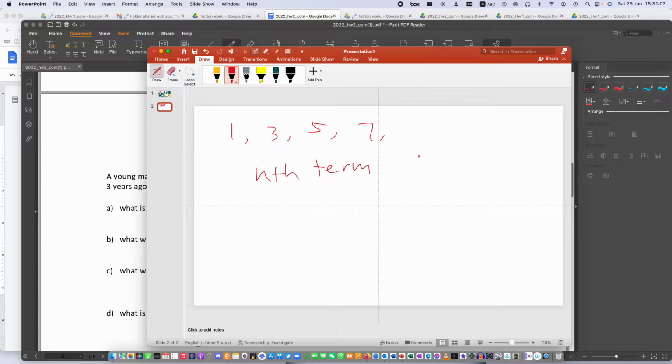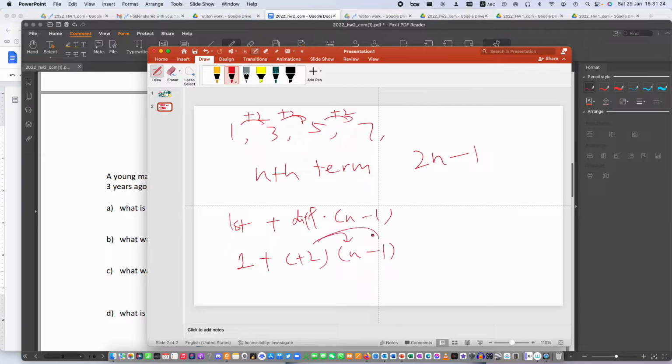Okay, what's the simple formula? N minus 1. I'm not sure, so let's do it together. First number plus the difference times n minus 1. In this case, the first number is 1 and the difference is plus 2, right? So first arrow, second arrow, 2n minus 2. Underline similar terms. So it's 2n minus 1, correct? So 2n minus 1 is the formula.